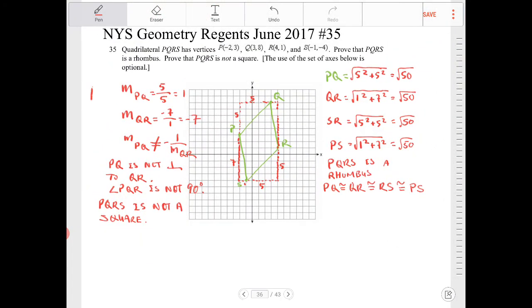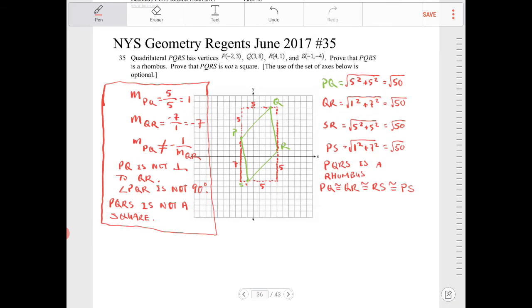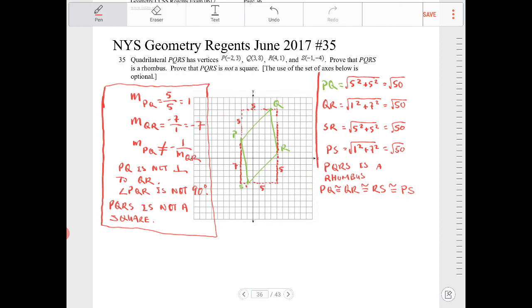So again, that is the answer to the second half of this problem. And this right here is the first half of the problem.